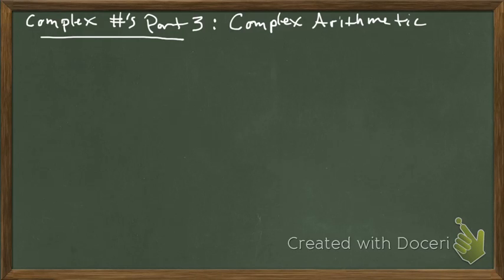The final video for complex numbers part 3 is on complex number arithmetic. We're going to begin with some examples of adding and subtracting, which is probably the easiest of all the arithmetic to do with complex numbers. So let's take a look at the following. We're going to add or subtract as needed in the following example.